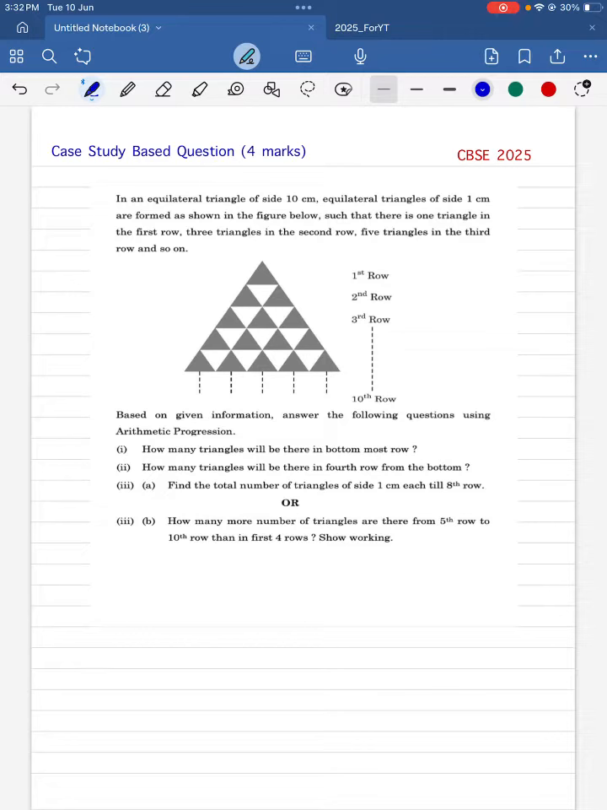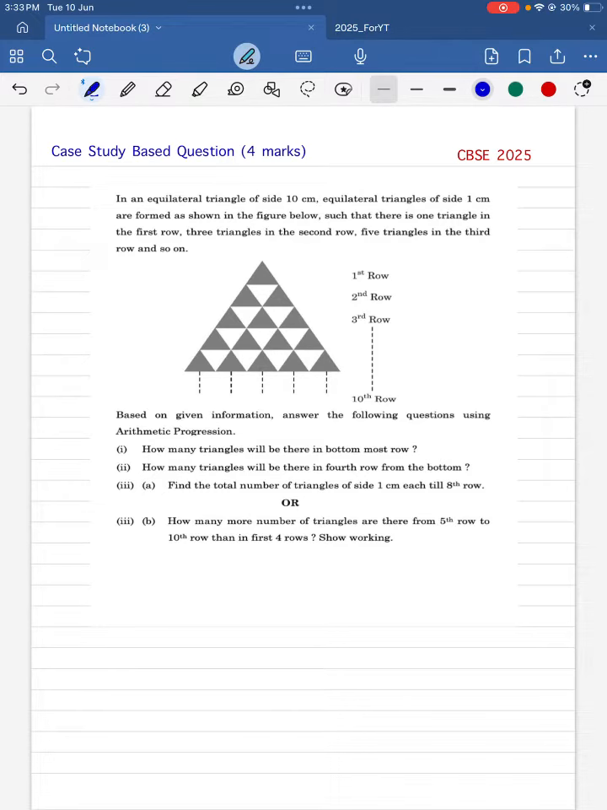Now the first question is, how many triangles will be there in the bottommost row? The second question is, how many triangles will be there in the fourth row from the bottom? The third question, A part, is find the total number of triangles of side 1 centimeter each till the 8th row. Or the B part is, how many more triangles are there from the 5th row to the 10th row than in the first 4 rows? Show your working. Okay, so let's get to the first question.